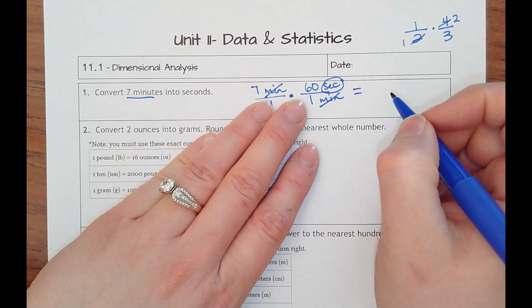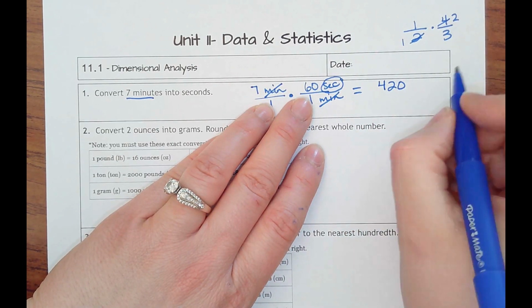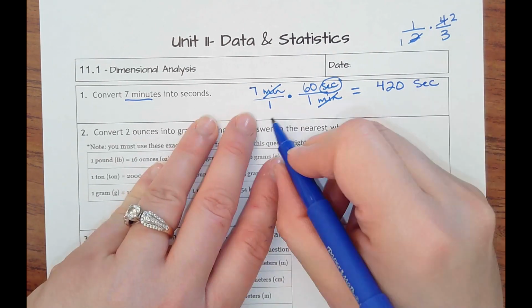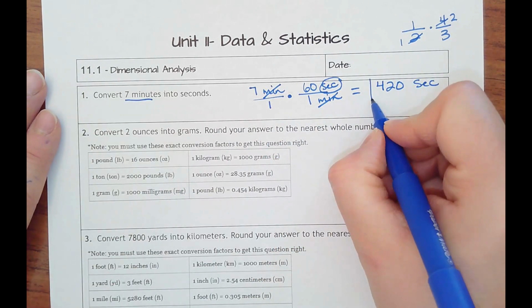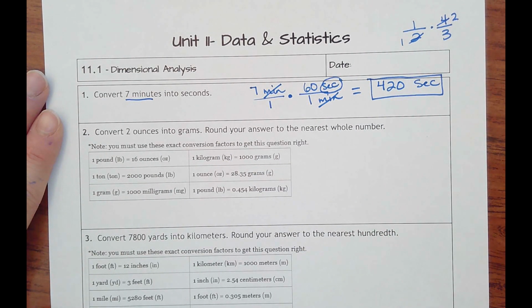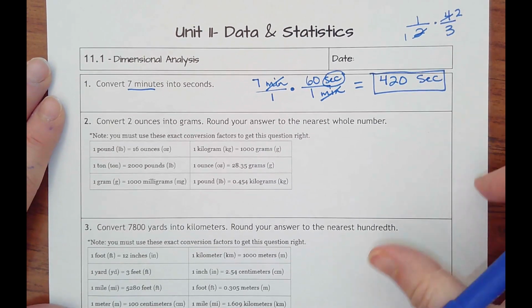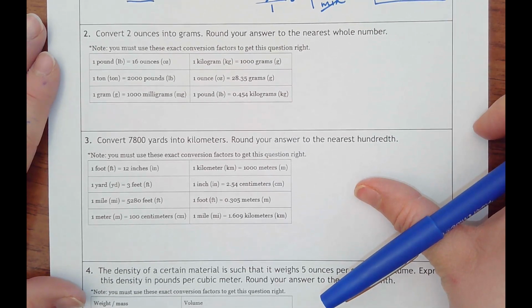So I just multiply straight across, 7 times 60. Well, 7 times 6 is 42, add a 0. So that's 420 seconds over 1 times 1, which is still just 420. On that one you could simply think, okay, 7 minutes, 60 seconds per minute, so multiply. Well, they're going to get harder. That was an easy one, just so you could see the setup. So let's start with number 2.